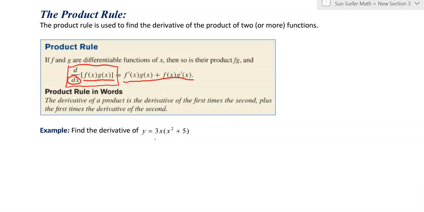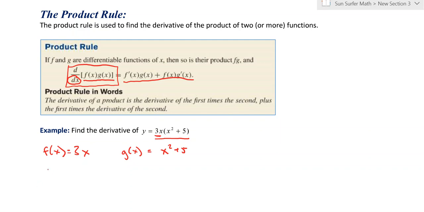So on the right-hand side, we have 3x times x squared plus 5. Now we can think of this as two separate functions. We could think of f of x being equal to this first function, 3x. And we could think of x squared plus 5 as being a separate function. So that's the first thing that you want to do, is you notice that you have a product, 3x being multiplied by x squared plus 5. Then determine what is going to be your f of x and what will be your g of x.